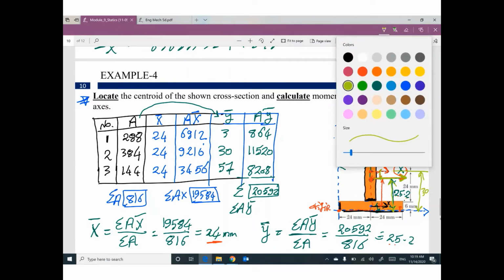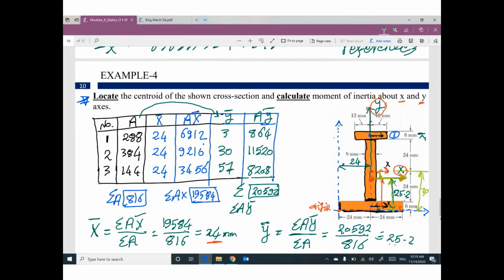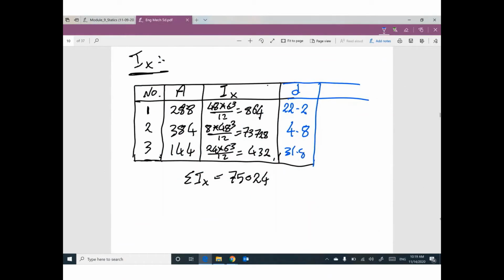What is the distance between the assumed x-axis here and the actual x-axis? What is the vertical distance here? I think this vertical distance will be 48 plus 6 plus 3 minus 25.2. It will be 31.8. Go ahead and find area, this column, times d square, this column square. And then find the summation. So this part is summation area d square.